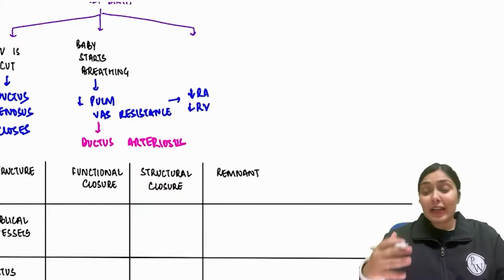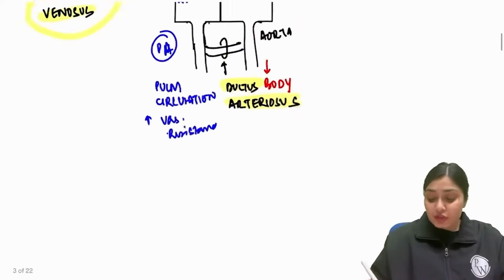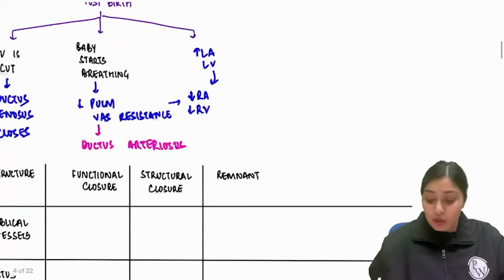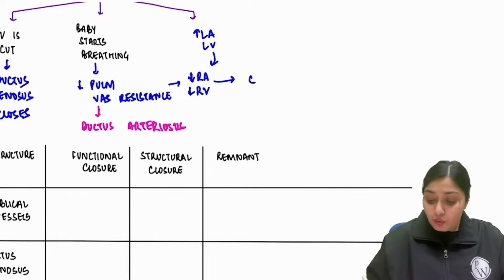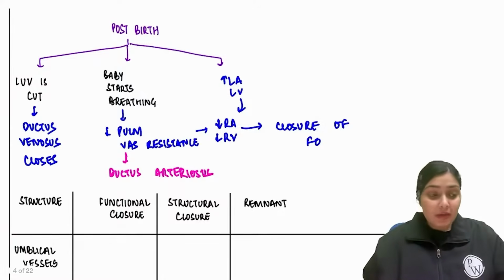And as the right-sided pressure decreases, left-sided pressures increase. Because of this change in the pressure dynamics, this fossa ovalis will also close. So there is closure of the foramen ovale, right? So this is what is happening after birth.